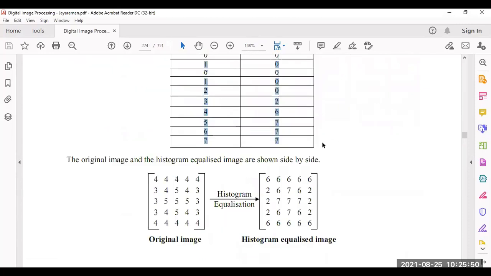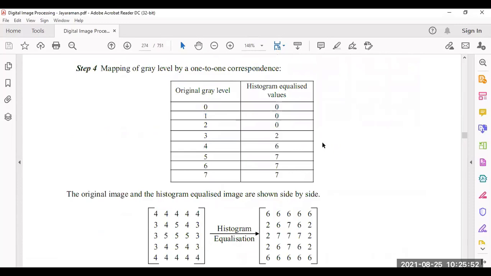So this is how we perform histogram equalization. And why are we performing it? To modify the visualization of a given image. Visualization basically means the brightness and contrast of the image. To modify the brightness and contrast of the images, we go for the histogram equalization method.